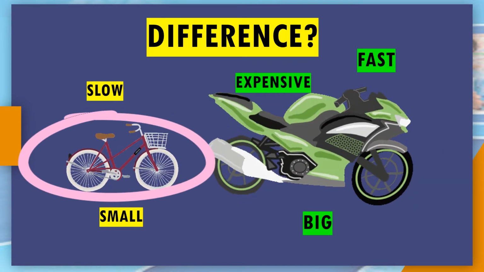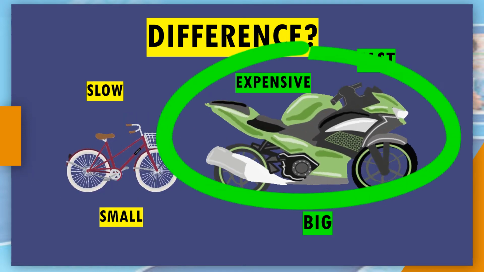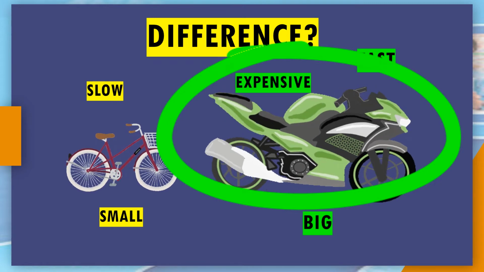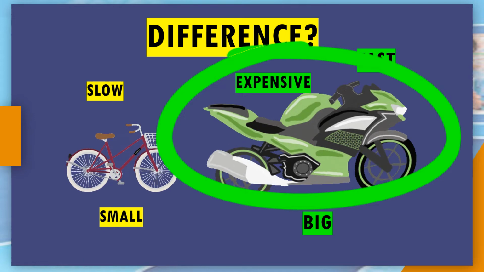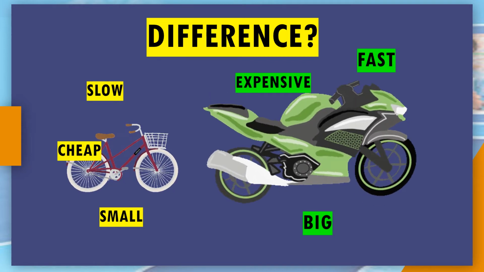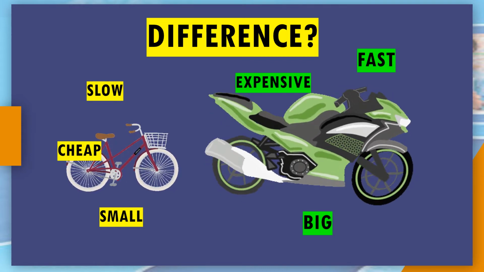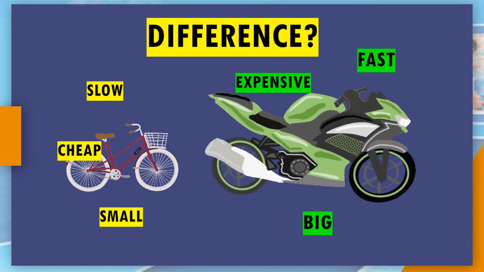And then expensive. Why? Because the motorcycle, it costs you, this kind of motorcycle, it's at least 10,000 ringgit. And then bicycles are cheaper. Bicycle is cheap. Why? You can buy it for like 100 ringgit. There's some bicycles not so good, but you can use, there's around 50 ringgit. Not so good one. It's not the best one, but it's cheap.